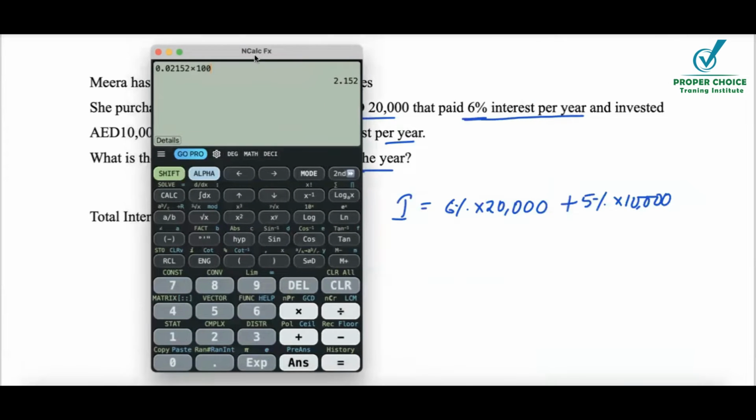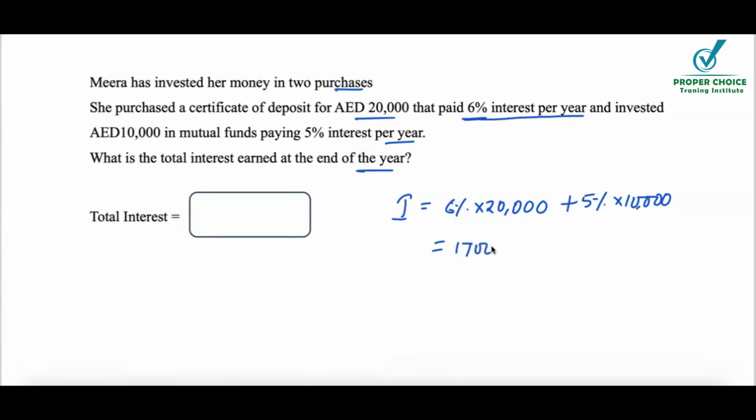It's a matter of calculator now. Just use it as 6%. You can use a percentage symbol by pressing shift and close bracket. It's there, okay? 6% multiplied by 20,000 plus 5% multiplied by 10,000. This is the total interest she will be earning at the end of the year. So she will be getting 1700 dirhams as interest. So I'll be writing it as AED 1700. This is the right answer I can fill in the blank.